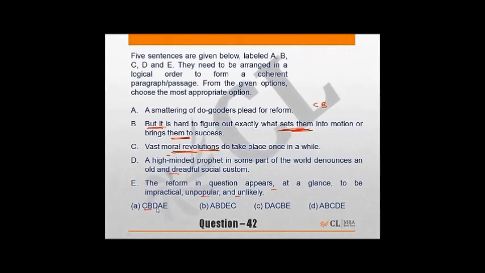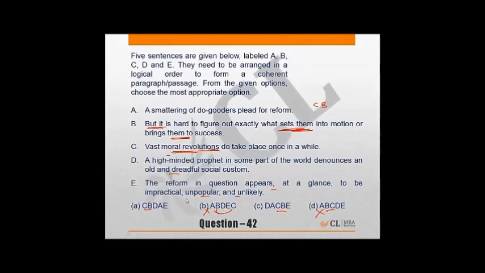Among the choices, CB is available in choice A, not available in choice B, so incorrect. CB is available here. BC is here, so choice D is also incorrect because of this. So now again, is it CBD or CBE?